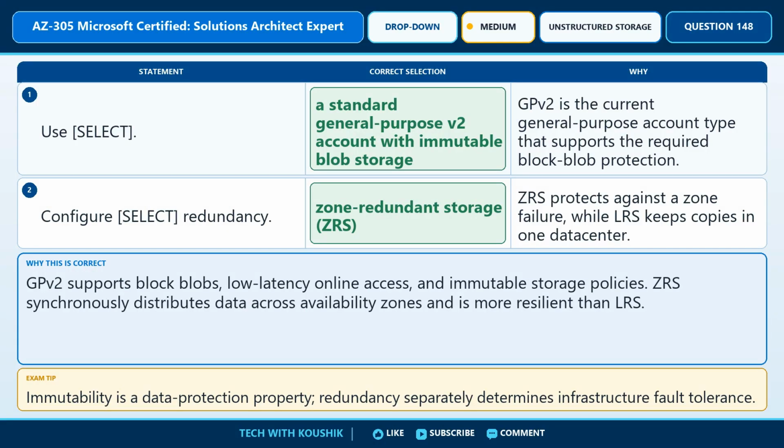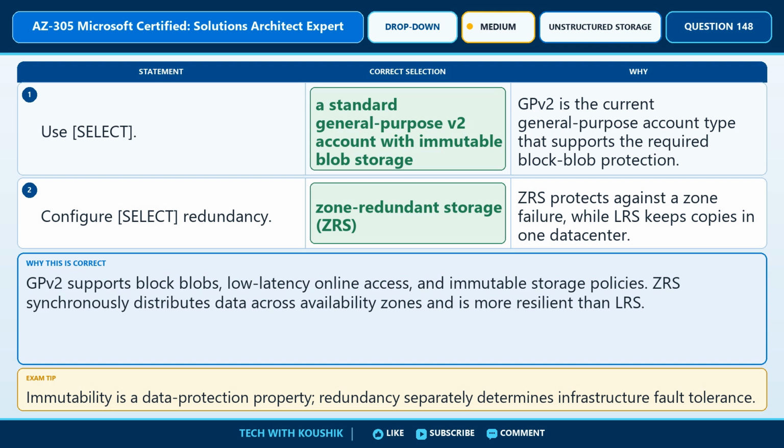For statement 1, select a standard general-purpose v2 account with immutable blob storage. GPv2 is the current general-purpose account type that supports the required block blob protection. For statement 2, select zone redundant storage, ZRS. ZRS protects against a zone failure, while LRS keeps copies in one data center.